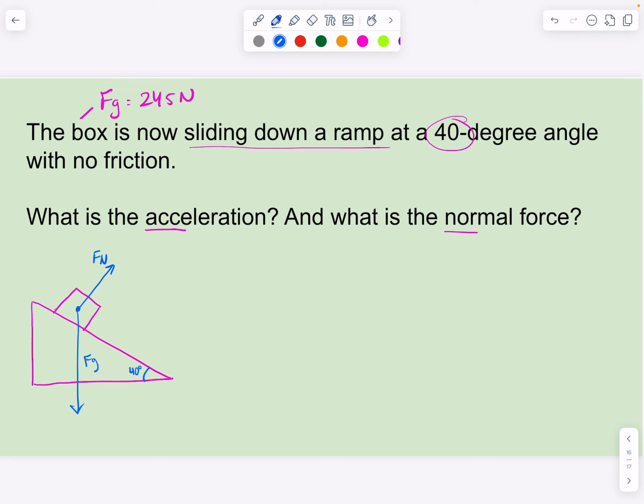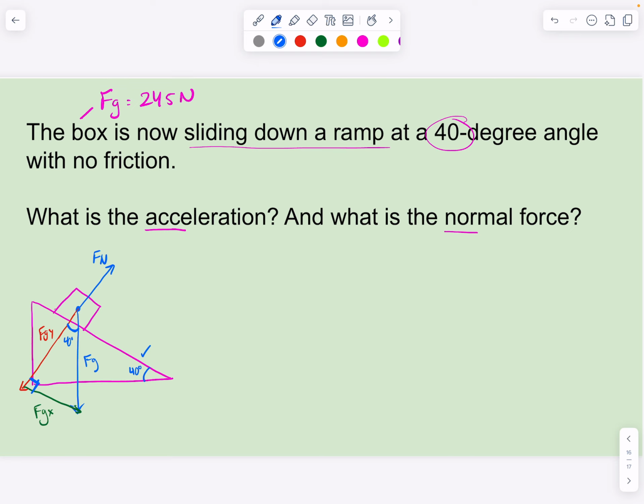And then what we've been doing is breaking this into its component parts. We take a line that lines up with the Fn, and we draw this vector here, which becomes our FGY. And then we take a vector here to connect it to make our FGX. And we make a right angle triangle. This angle right here, because the way we do this, is going to be equal to that angle. So this is 40 degrees.